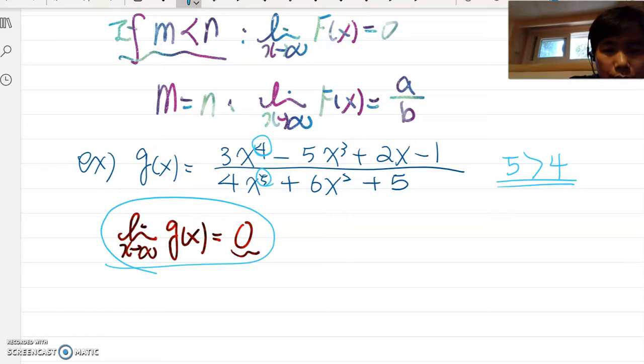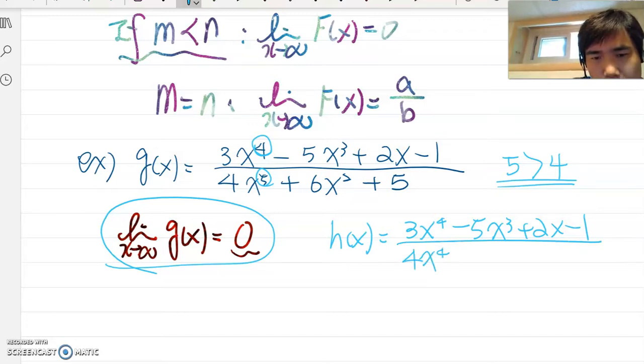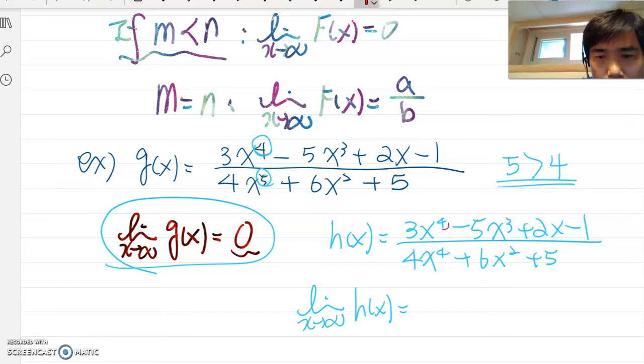Okay, what about a similar question where I make the powers the same now? For the bottom part, I'm only going to switch it to 4x^4 plus 6x^2 plus 5, like that. Then the limit as x moves to infinity of h(x), because the powers are exactly the same, the answer becomes 3 over 4. Okay?